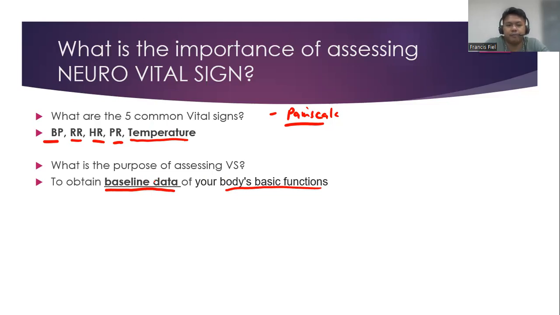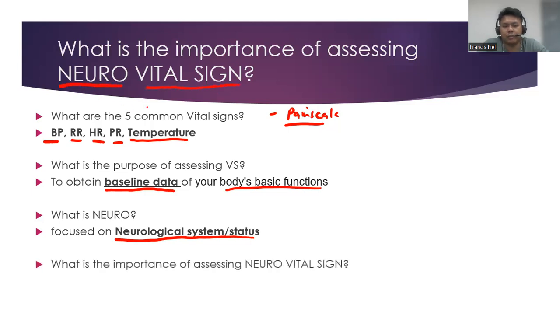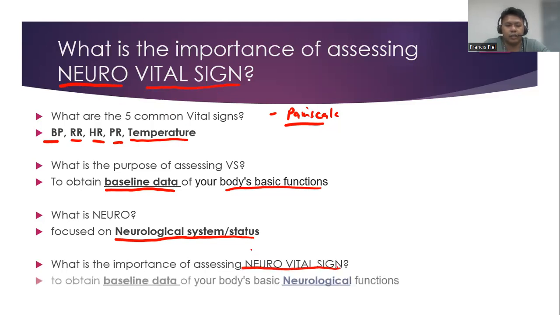Now, what is neuro? It means a focus on the neurological status. So, neurological status, vital signs. What is the importance of assessing your neurovital signs? It is to obtain baseline data of your body's basic neurological function. So that is your neurovital signs. All right.